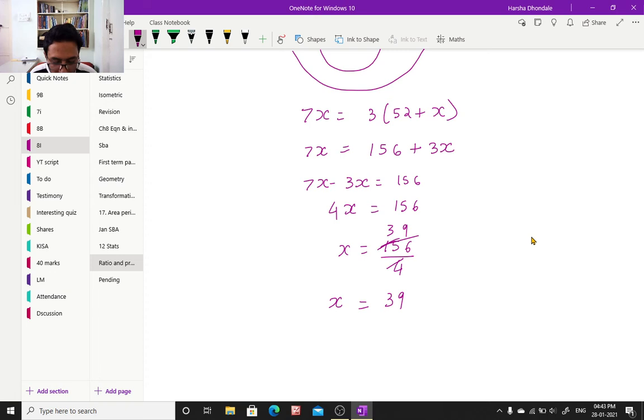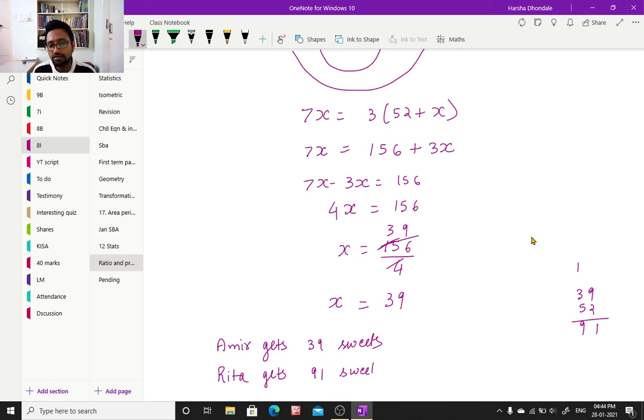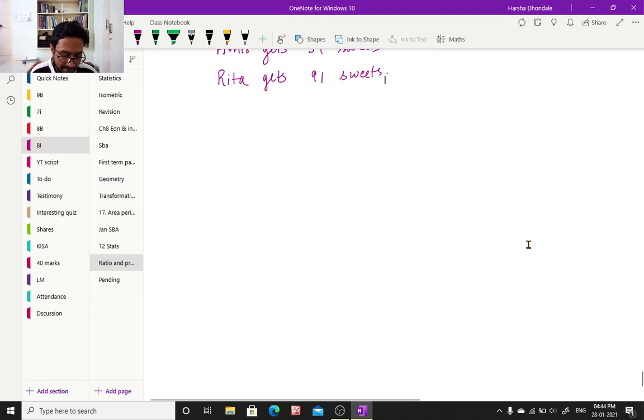How many sweets do they each get? Amir gets 39 sweets. 39 plus 52 is 11, 1 carry, 8, 9, 1. Rita gets 91 sweets. Done. We move to the next question. 15th one.